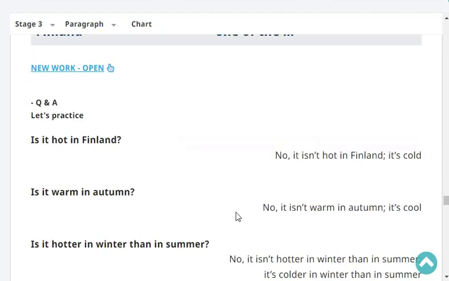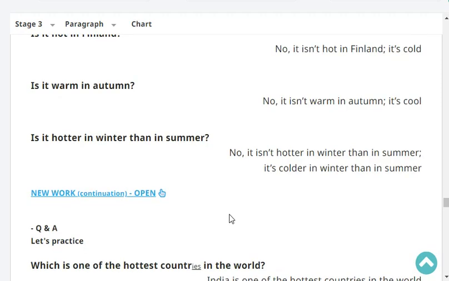Okay. Is it hot in Finland? No, it isn't hot in Finland. It's cold. Is it warm in autumn? No, it isn't warm in autumn. It's cool.